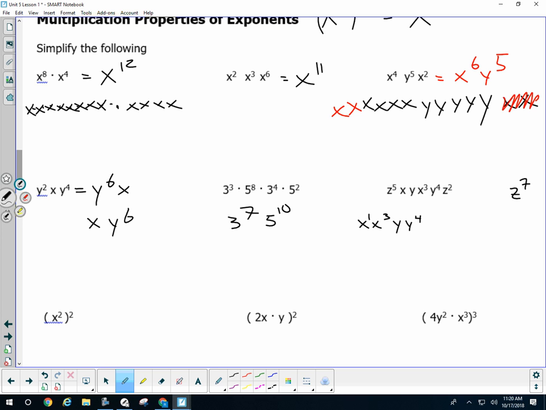X is the same as x to the 1st. Y is the same as y to the 1st. So now you can say 1x, 3 more x's. You can write it out to say x times x, x, x, to know that you have 4 x's and 5 y's. Okay? Change this from x squared squared to x squared cubed so that we don't mess it up.